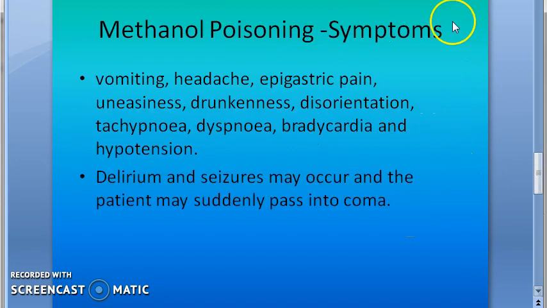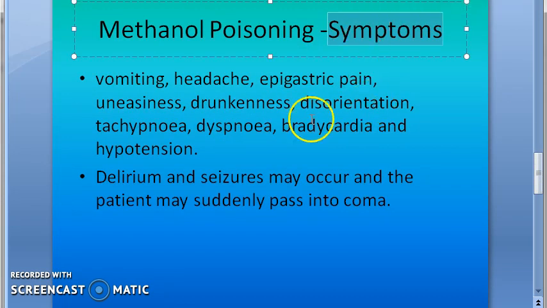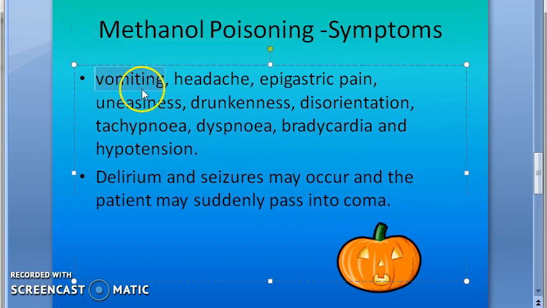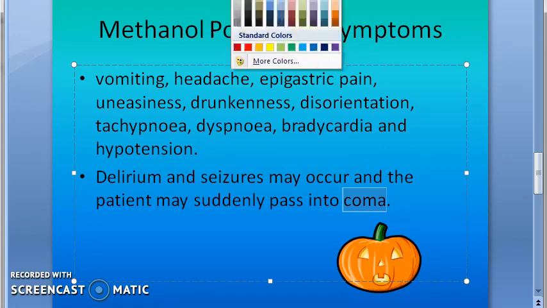Are you awake? Let's move on to the symptoms of methanol poisoning. What happens if you take methanol poison? This person will start vomiting, he'll have headache, epigastric pain, uneasiness, drunkenness, disorientation, tachypnea, dyspnea, bradycardia, hypotension, delirium, seizures may occur, and the person may go into coma.